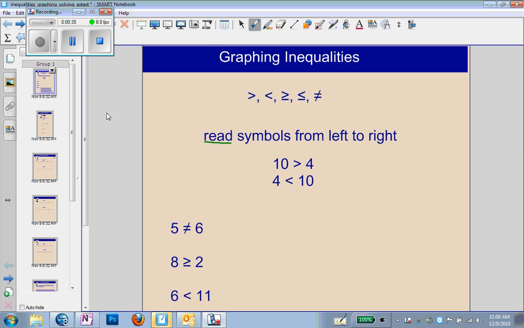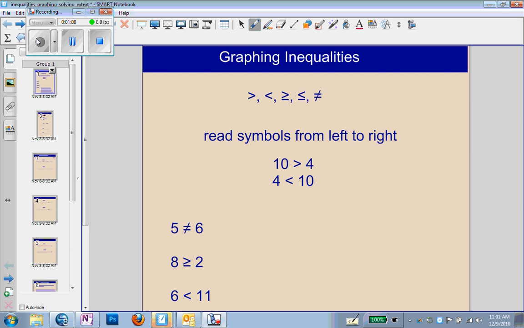So look at that first symbol at the top. We're going to read it from left to right as well. So what we're going to do is look at the left-hand side, which has the open end, and that means greater than, and then the right-hand side means less than. So since we see the greater than side first, this is actually our greater than symbol.